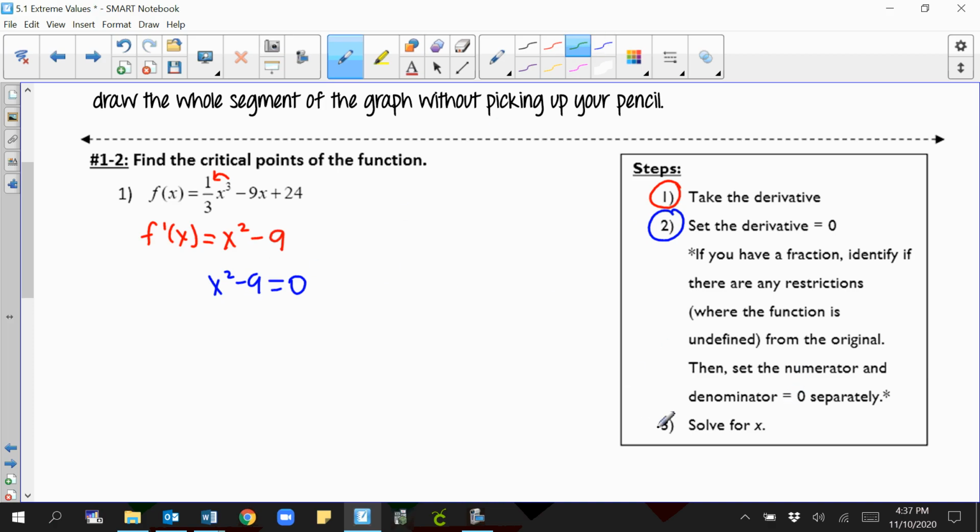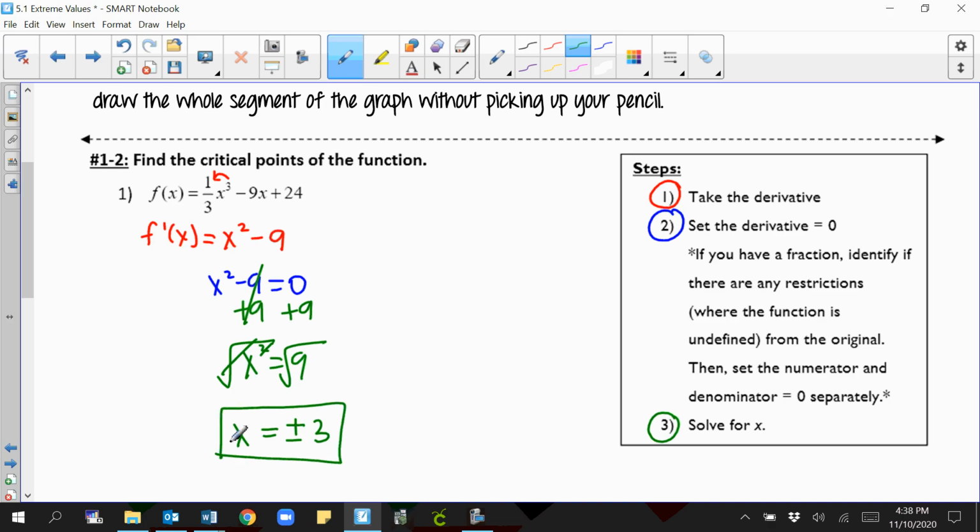So we can go ahead and look at step 3, which is solve for x. So I'm going to add 9 to both sides. So x squared is equal to 9. And then I'm going to take the square root of both sides. So that means that x is equal to plus or minus 3. And those are my critical points for the function.